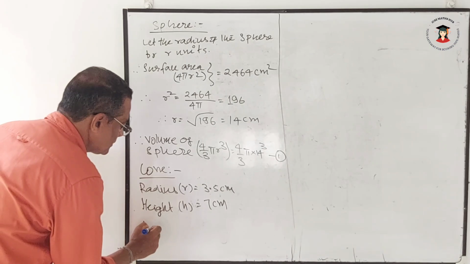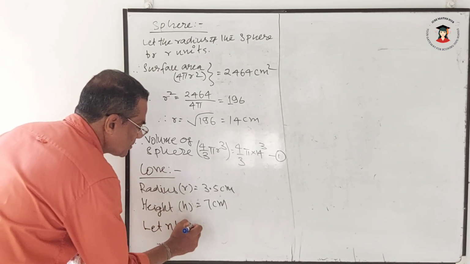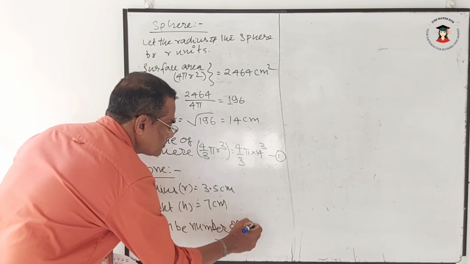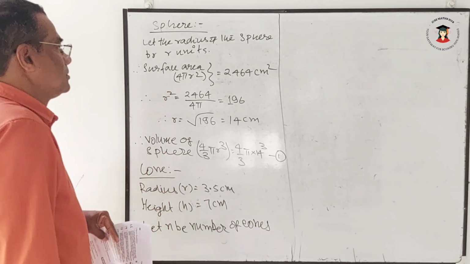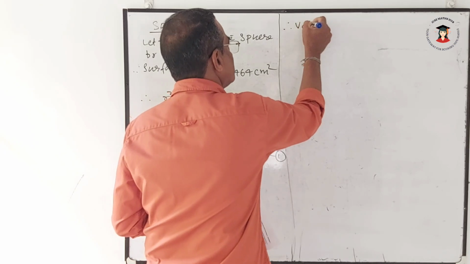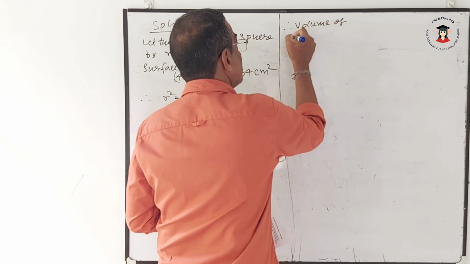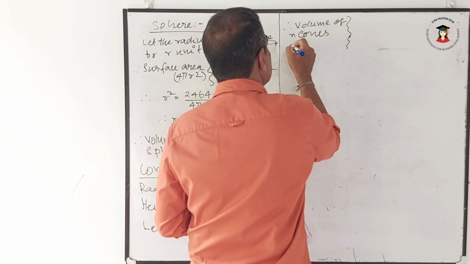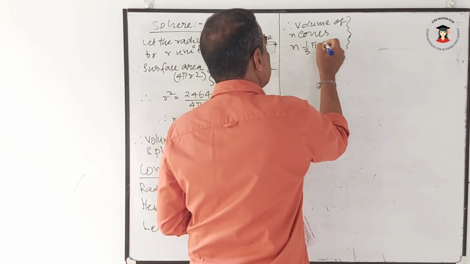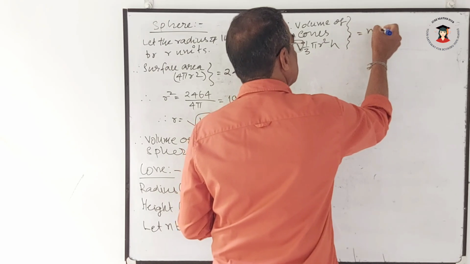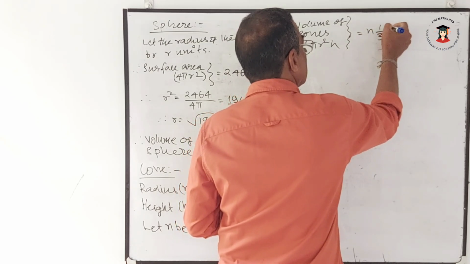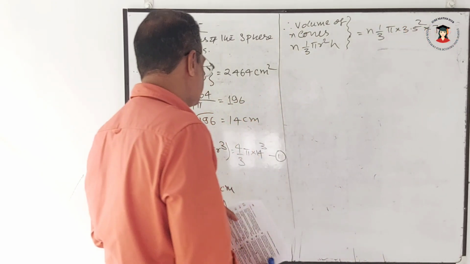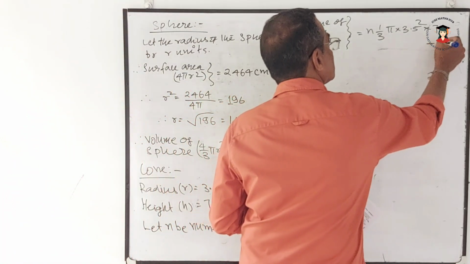Let n be the number of cones. Therefore volume of n cones, that is equal to n times 1 by 3 pi r square h equal to n into 1 by 3 pi into 3.5 square into 7. This is equation number 2.